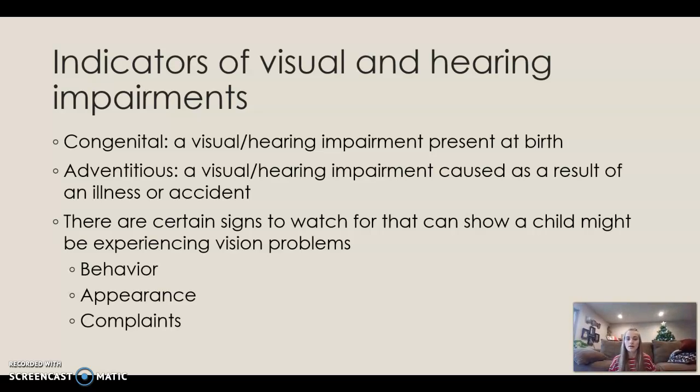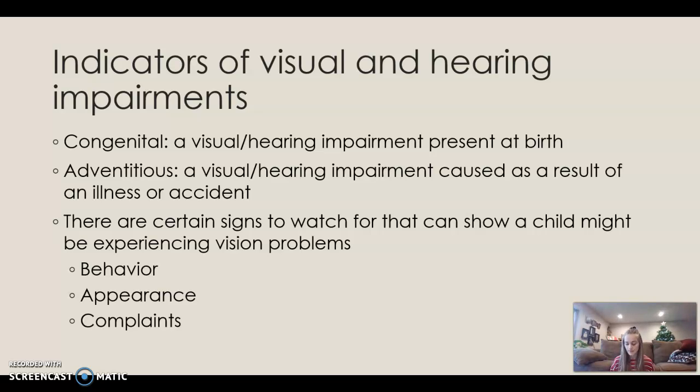There's a couple different types of visual and hearing impairments. There's congenital, which is a visual or hearing impairment that's present at birth. So the student's born with it and they have it their whole life. And then there's adventitious, which is a visual or hearing impairment that's caused as a result of an illness or an accident.